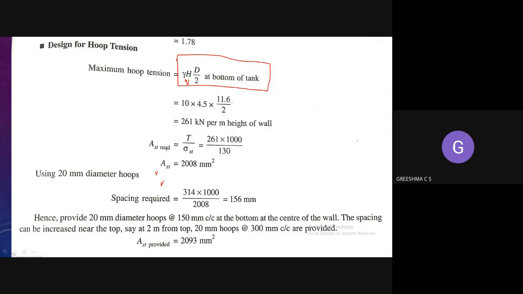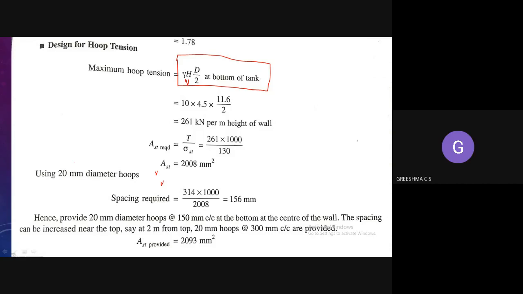Please note, maximum hoop tension is equal to gamma h into d by 2, that will be occurring at the bottom of the tank. Gamma is unit weight of water, h is height of water, and d is diameter of the water tank. Okay, so next is AST required.